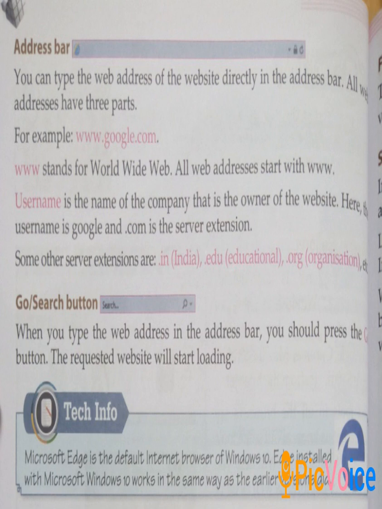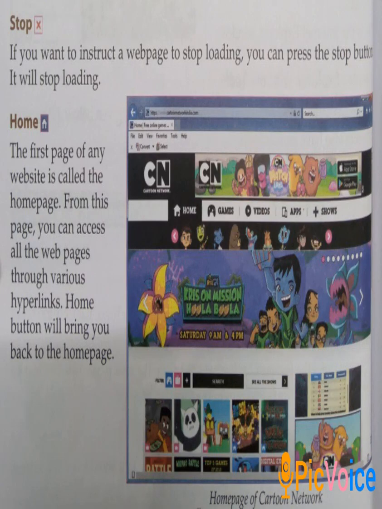Go or search button. When you type the web address in the address bar, you should press the Go button. The requested website will start loading. Stop. If you want to instruct a web page to stop loading, you can press the stop button. It will stop loading.